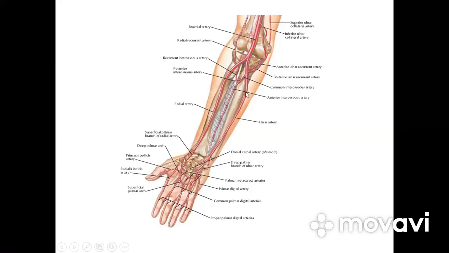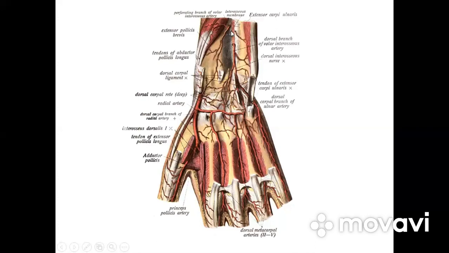Posterior interosseous artery continues downward on the posterior side of the interosseous membrane, gives nutrition branches to the ulnar and radial bone and muscular branches to the muscles of the posterior group of the forearm. The terminal branch will join with the dorsal carpal branch and make the dorsal carpal rete.